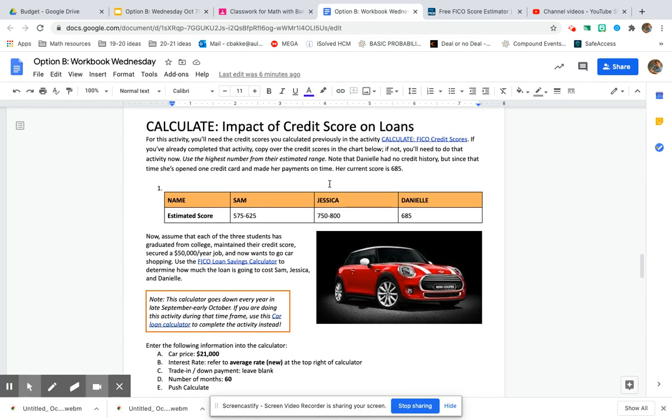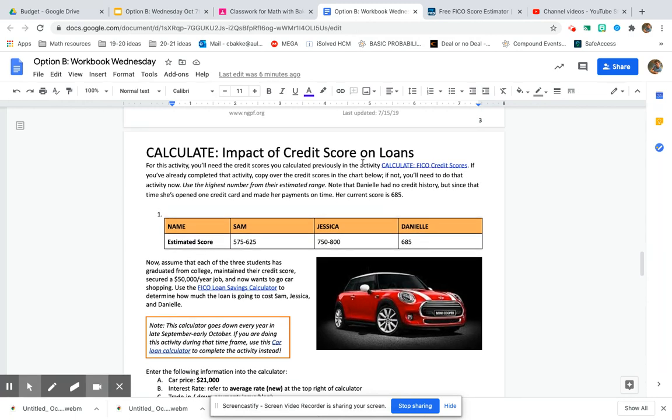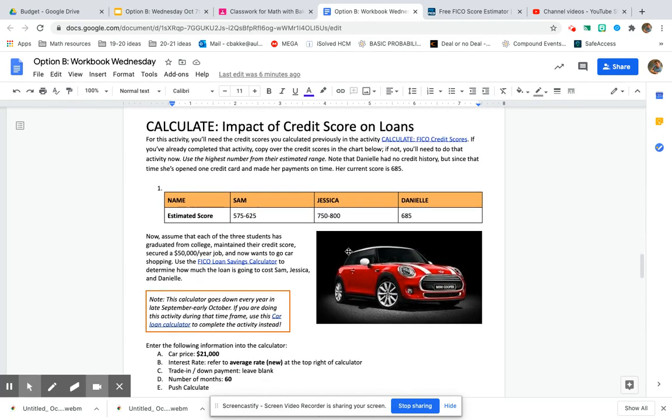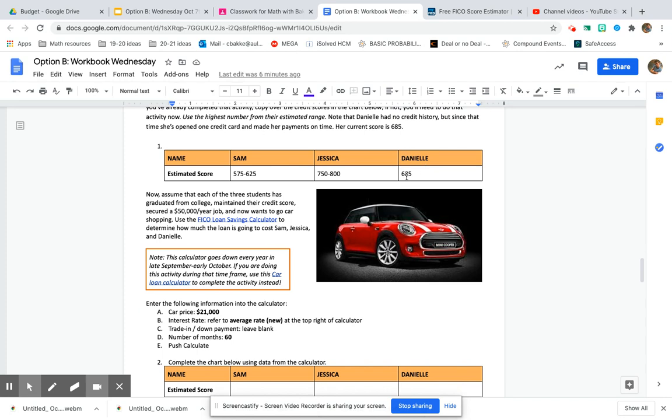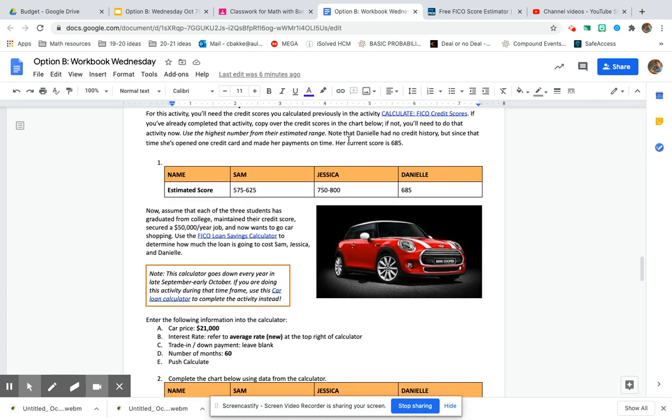So we are going to go over here, and we should be down here. Calculate the impact of credit scores on loans. You should have gotten these 3 estimated scores from above, or you should have noticed that Danielle, you couldn't get a score. So we are going to assume that she has, since that activity, opened up a credit card, made her payments on time, and has a basic credit score of 685 for this next activity.